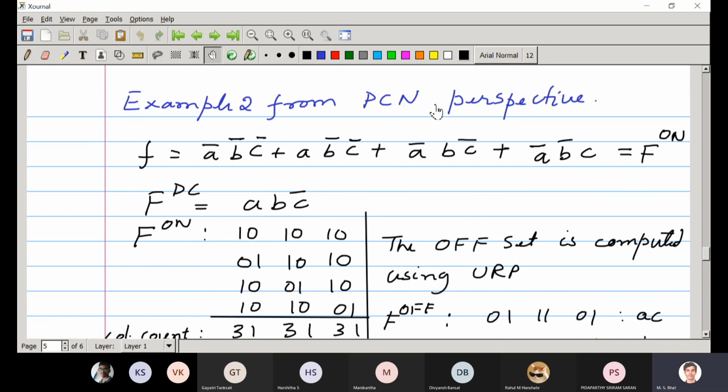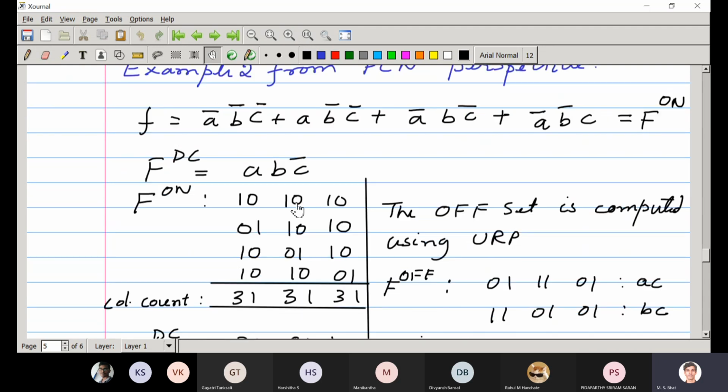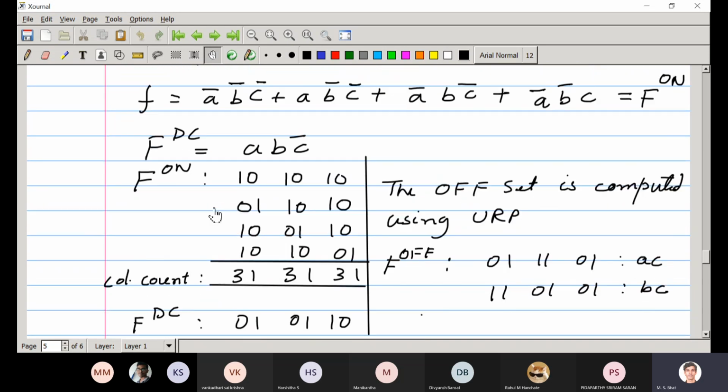From the positional cube notation perspective, suppose the given function is f equal to a bar b bar c bar plus a b bar c bar plus a bar b c bar plus a bar b bar c, which is on the onset, and the don't care set is a b c bar. There are 4 cubes in the onset. I write them using the positional cube notation, and then you find the column sum, which becomes 3 1.